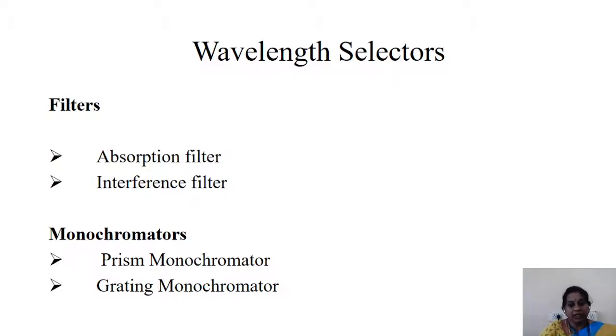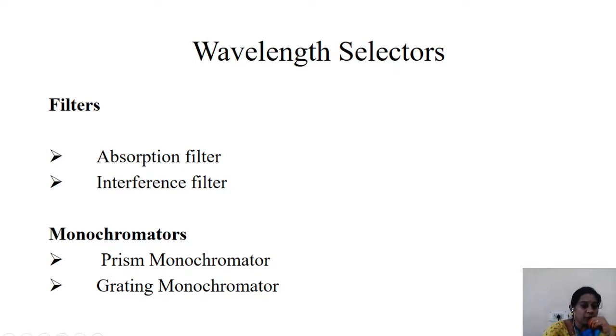Good morning all. In continuation with the previous video lecture, we'll discuss another type of wavelength selectors, that is monochromators. As you all know, the radiation source emits radiations of various frequencies. So it becomes necessary to select desired frequencies from the radiation source and reject the radiations of other frequencies. And this selection can be achieved by means of monochromators.